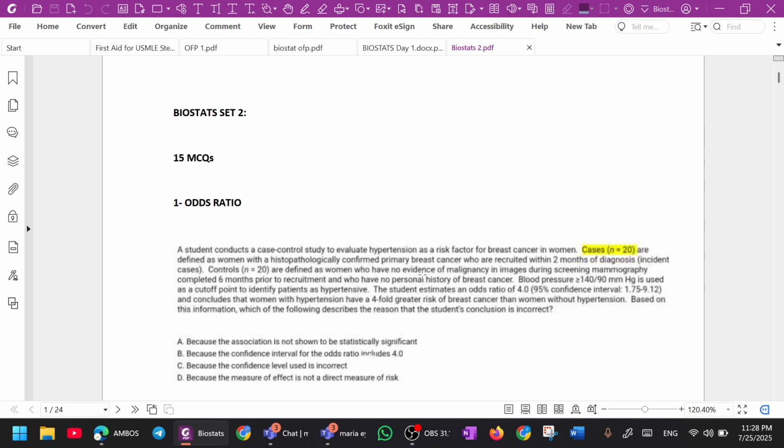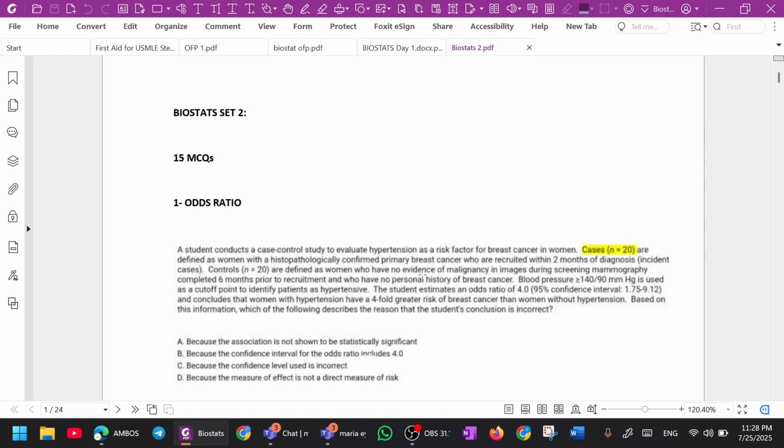Sorry, wait. The student's conclusion is incorrect, so we will find the incorrect option. Read the question. It is asking which of the following describes the reason that the student's conclusion is incorrect. So basically, they are telling you that the student's conclusion is wrong, but now they're asking you why it is wrong. Is it option A? Okay, you think it's A. I think it's D.